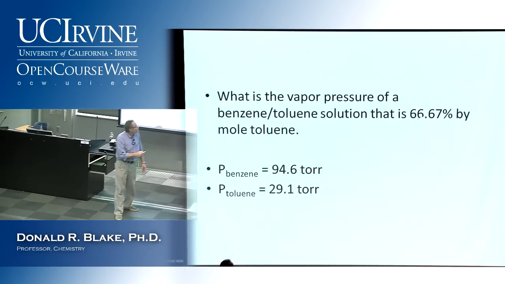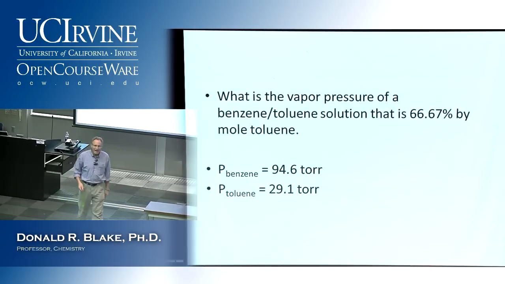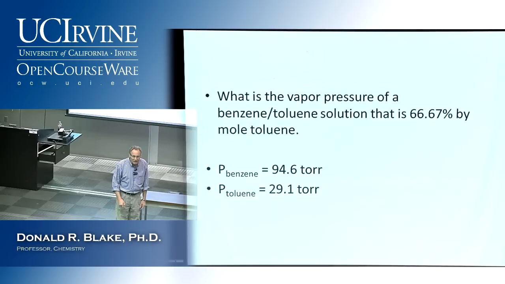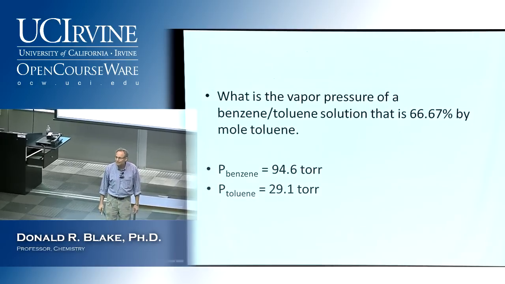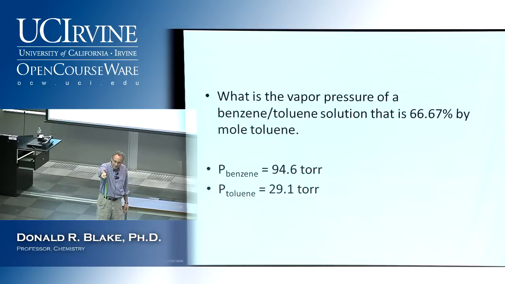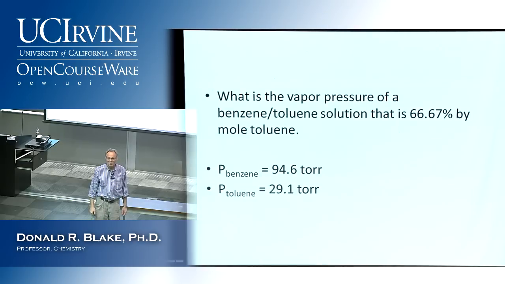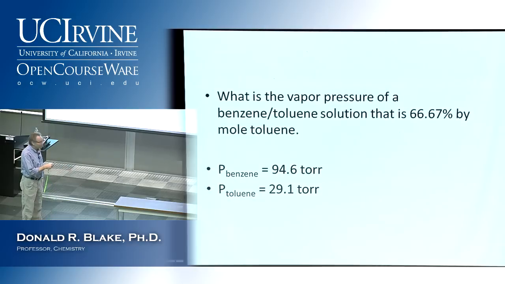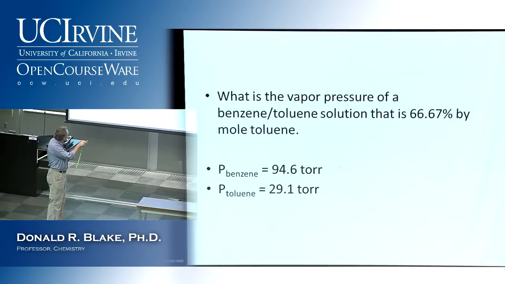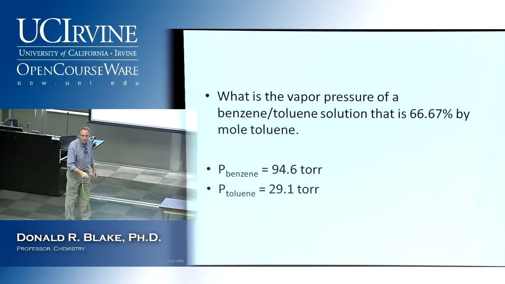And look at this. Percent, folks, how do you convert percent to mole fraction? You divide by 100. The mole fraction of toluene is 0.6666. So what is the mole fraction of benzene? 0.3334. All you've got to do is subtract 0.6666 from one. So it's just going to be 0.6666 times this plus 0.3333 times this. Add them up, you get the total pressure.